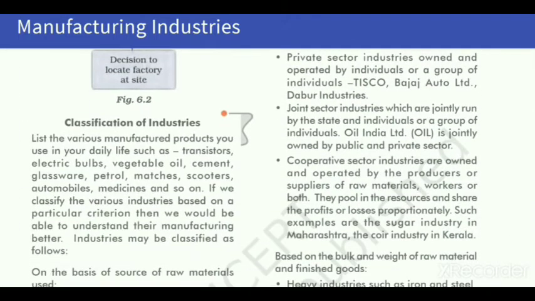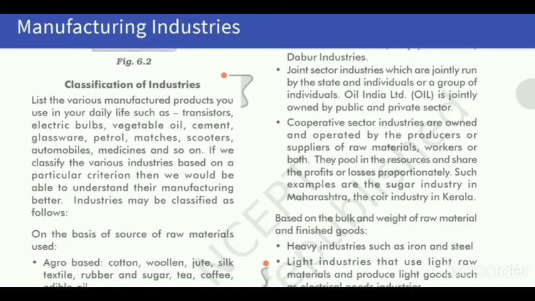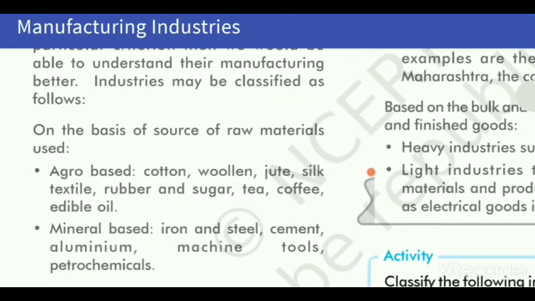Here it is, classification of industries. In this topic, we will learn the different criteria by which industries have been classified. So let us see the first one: on the basis of source of raw material. There are two types of industries.